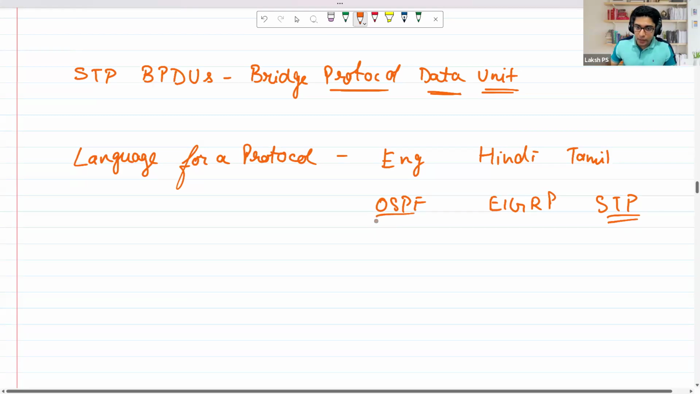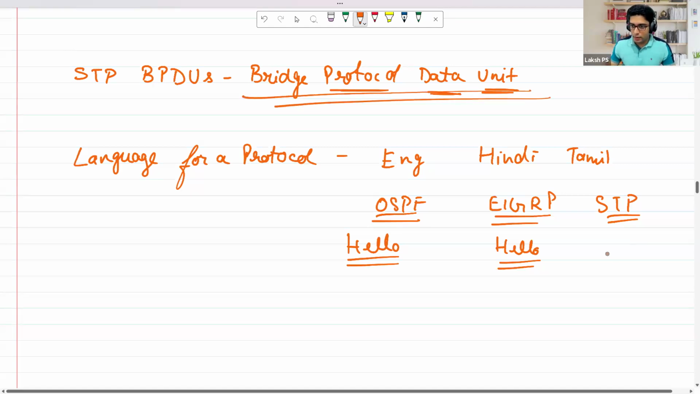And what is that? OSPF has its own hello message. We know that. The hello message carries some kind of information. Similarly, EIGRP has its own hello message where it carries some information. Similarly, spanning tree has its own BPDUs, where it carries some kind of information. Okay, so think of this perspective. I speak English. You can also understand and speak English. That is why you have joined this class. Because I speak English and you can also understand English, we are able to communicate with each other.